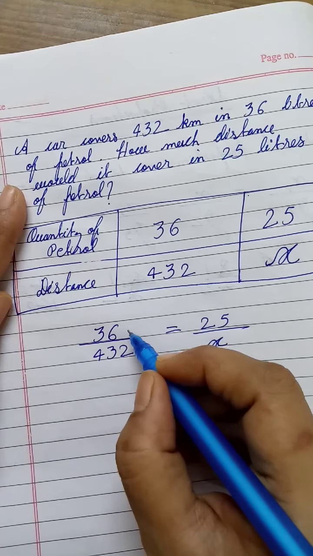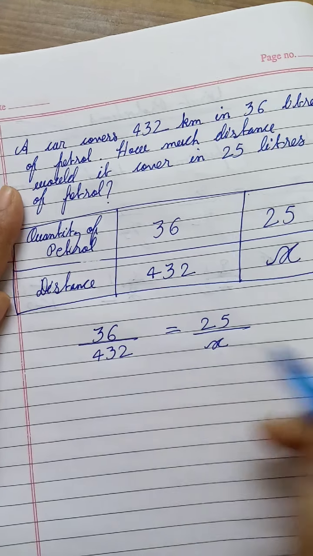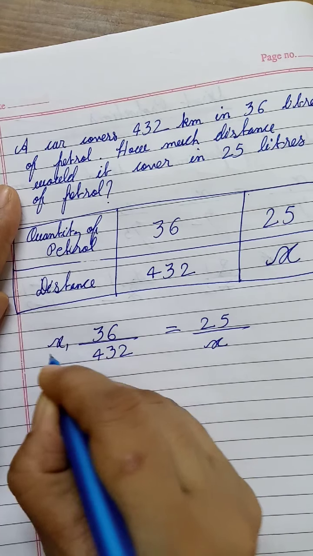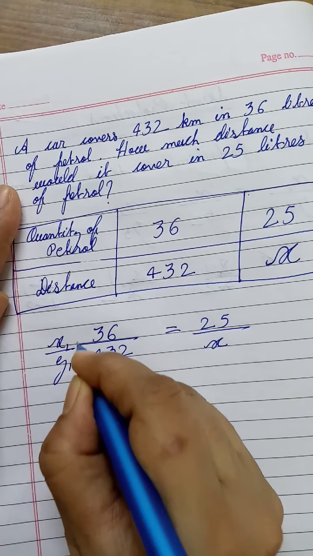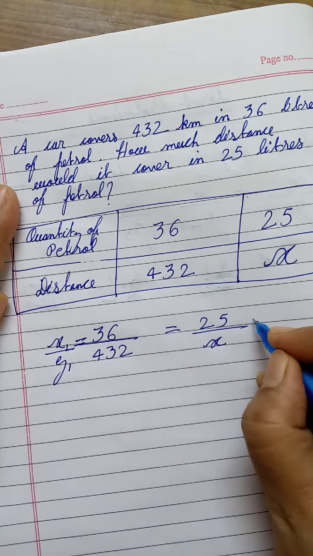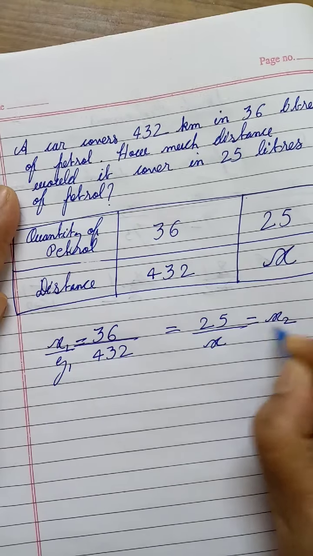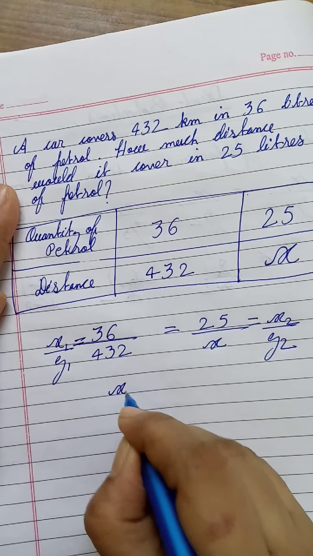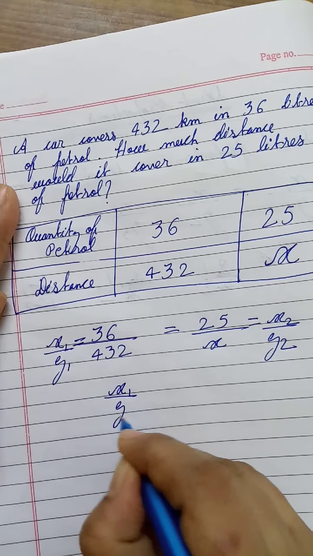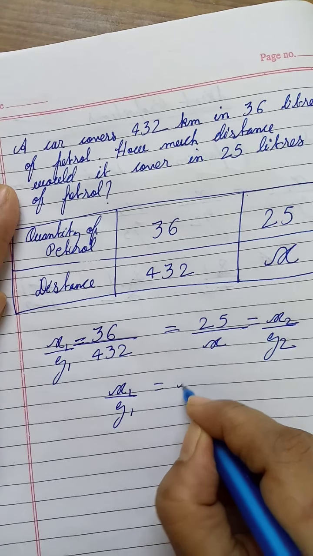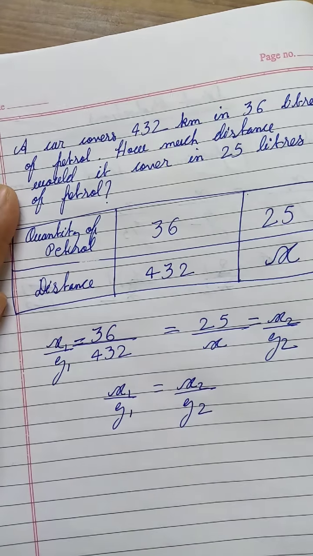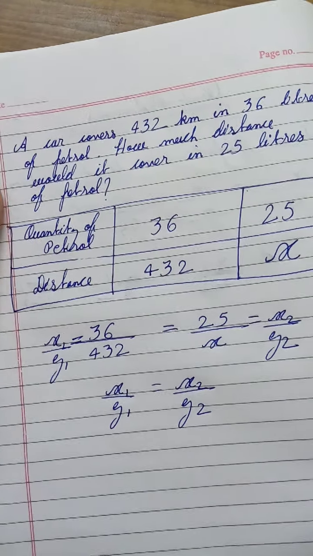So we can write it like this. Here we can say this is x1 and this is y1. And let this be x2 and y2. And we know they are proportional. x1 by y1 is proportional to x2 by y2. So let's work it out.